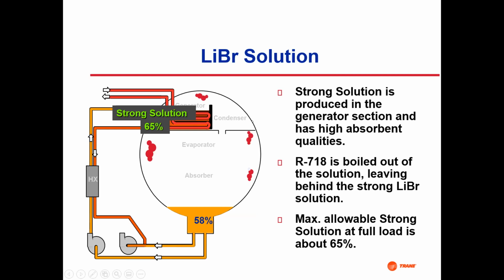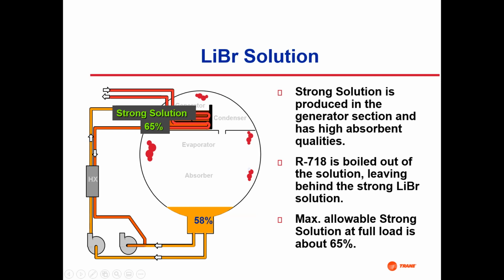Strong solution is produced in the generator section and has high absorbent qualities. So the smallest concentration of lithium bromide is 58%. The max is 65%. So it doesn't change as much as you might think.